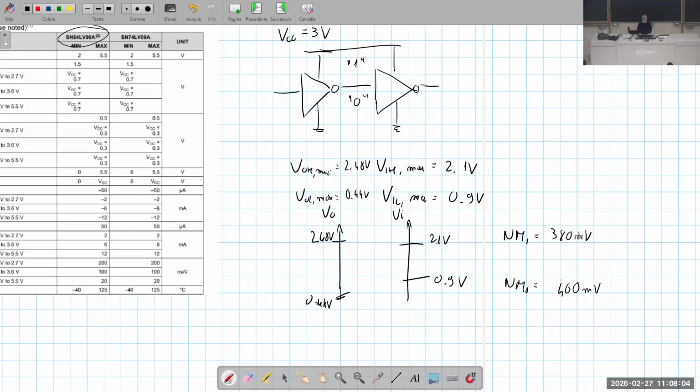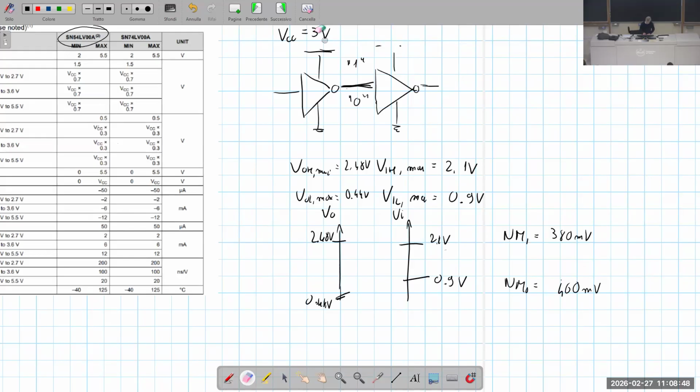It means that if we are at the high level, and we add some noise with an amplitude that is less than 380 millivolt, no problem. The logic level is successfully recognized as a high level. Similarly, at the low level, if we have some noise which corrupts this signal, and it has an amplitude below 460 millivolts, anyway, the transmission of information is successful. Okay? Is that clear? Now let's consider another example.